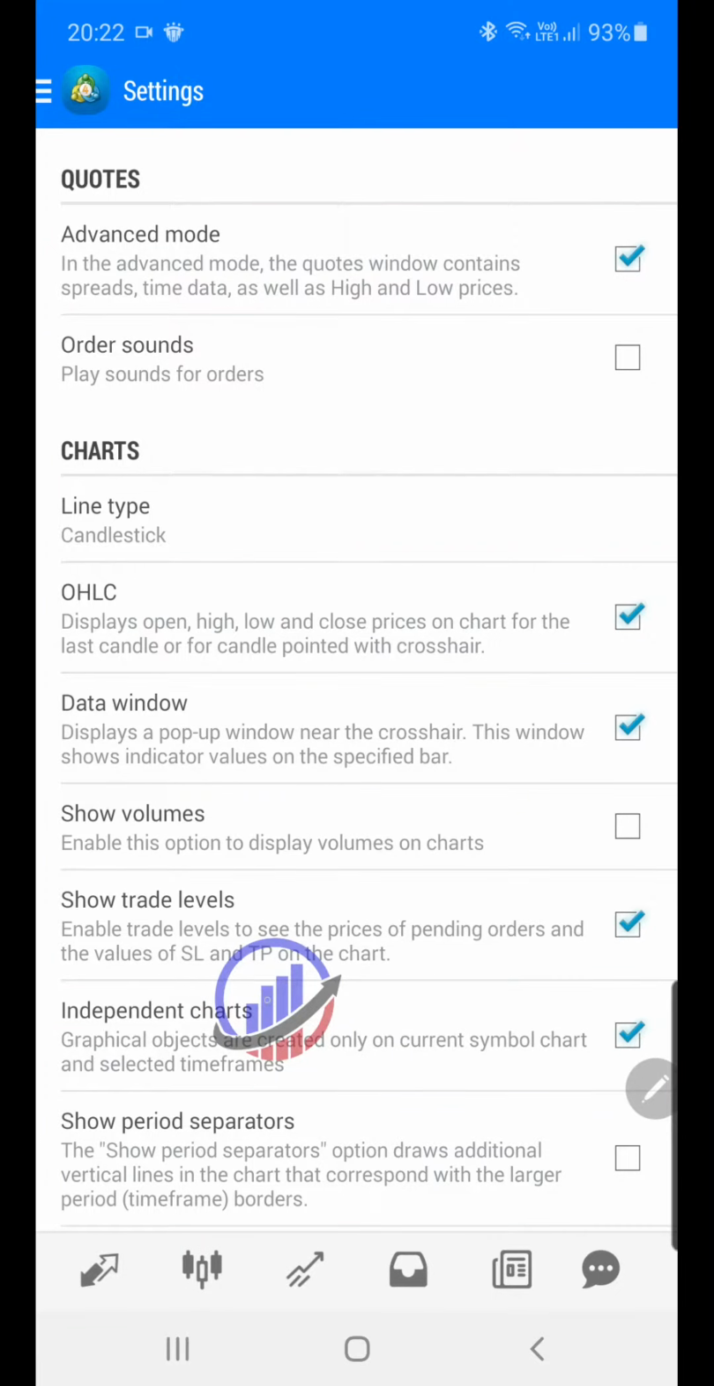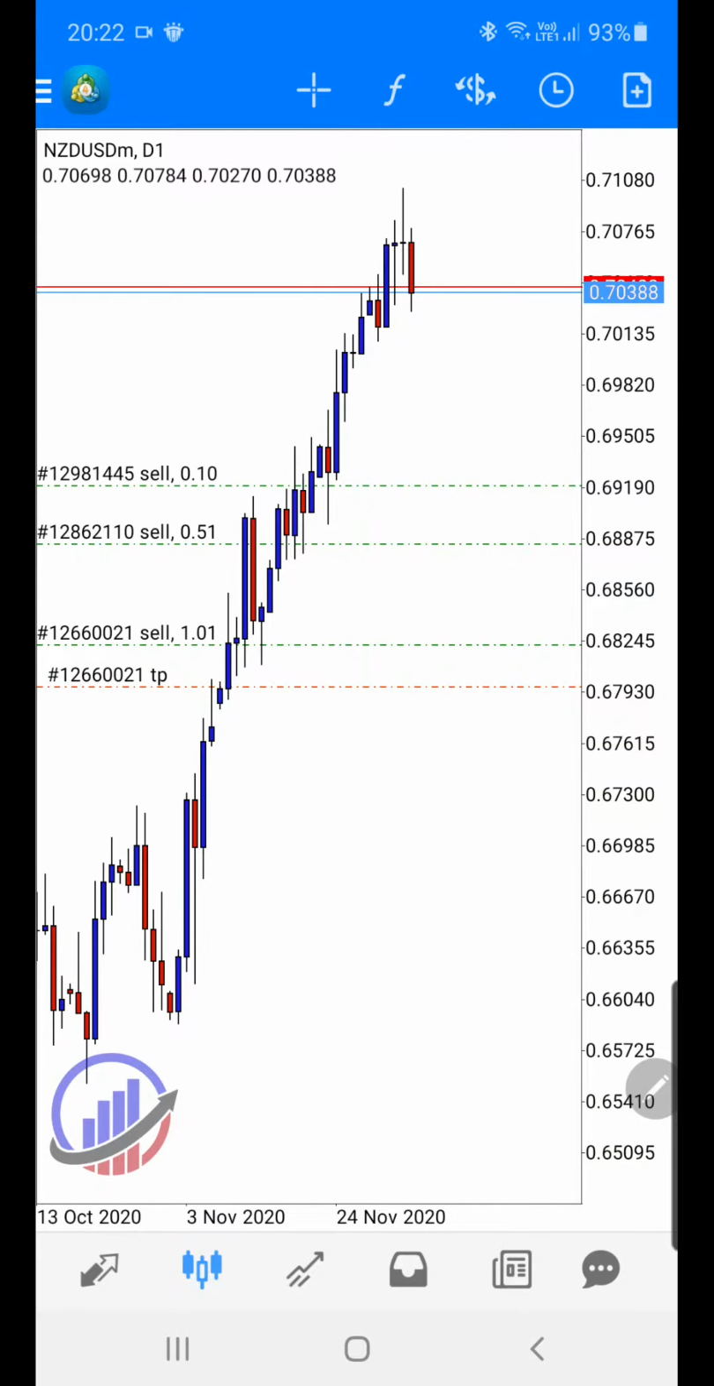Hi guys, in this video I want to show you what show trade levels is. Okay, I have this chart here, so let's go to the chart and see an example. In this chart we see New Zealand USD on the daily time frame.